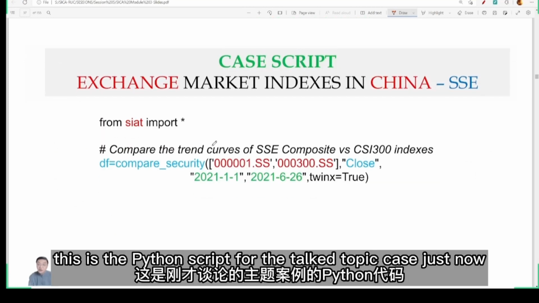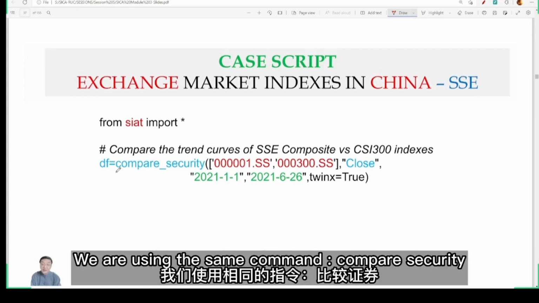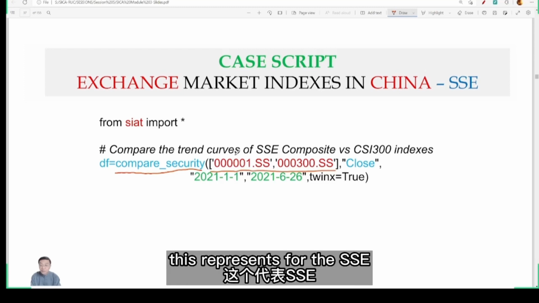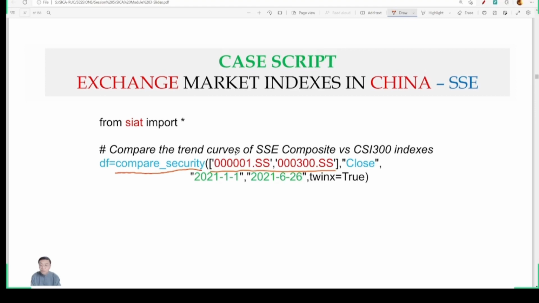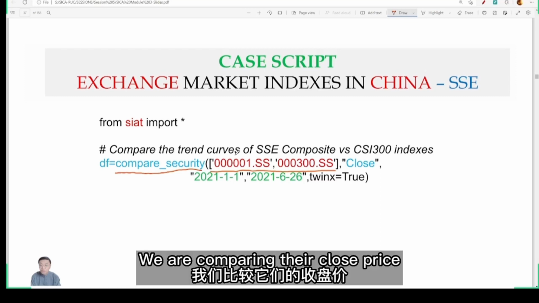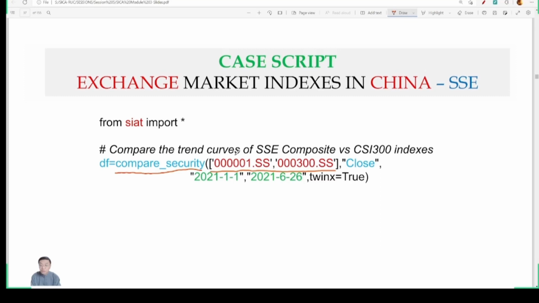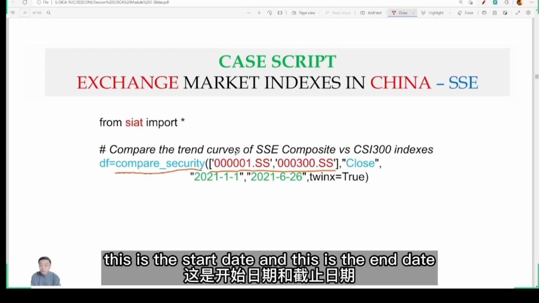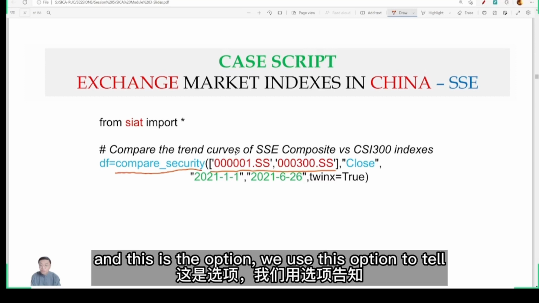Well, this is the Python script for the topic case just now. We are using the same command, compare security. These are the two securities we expect to compare. This represents the SSE composite index, and this represents the CSI 300. We are comparing their close price. This is the period of date we expect to compare. This is the start date and this is the end date. And this is the option.